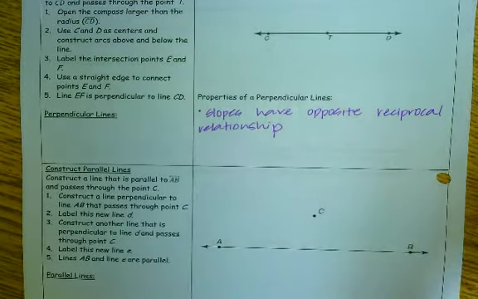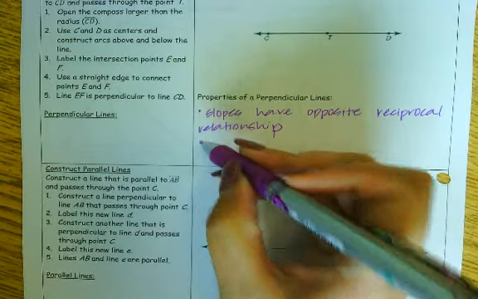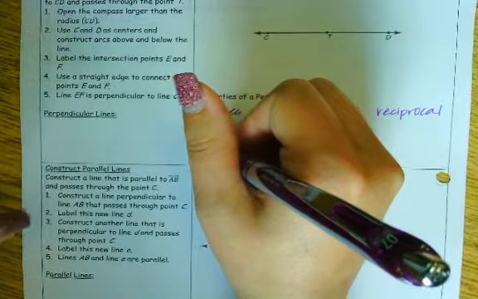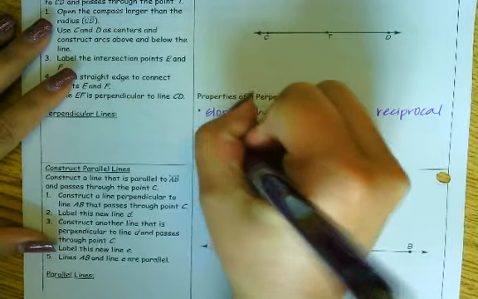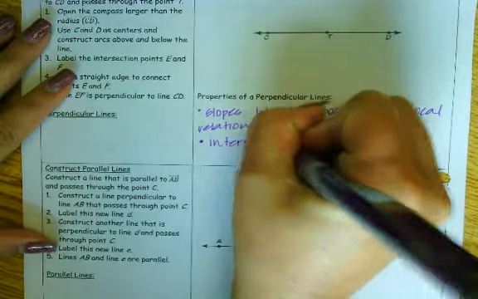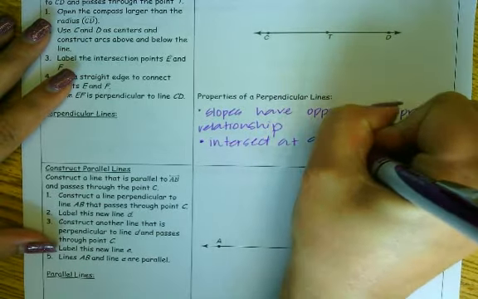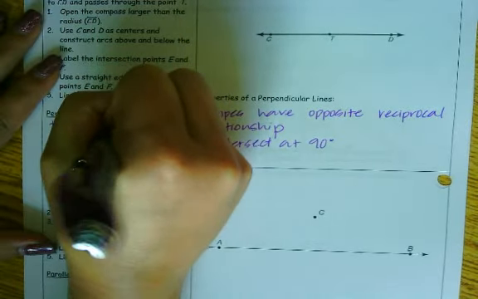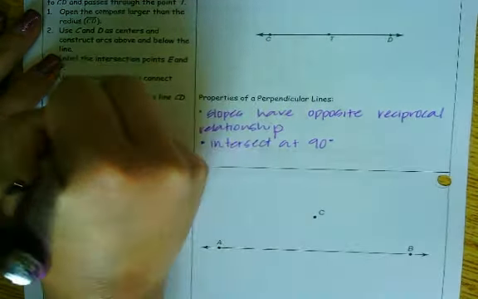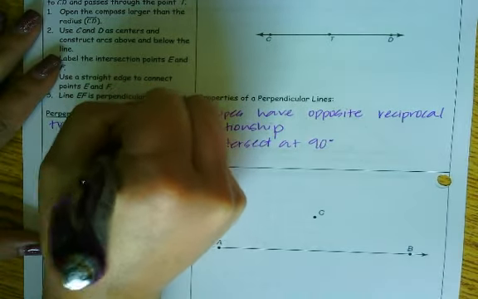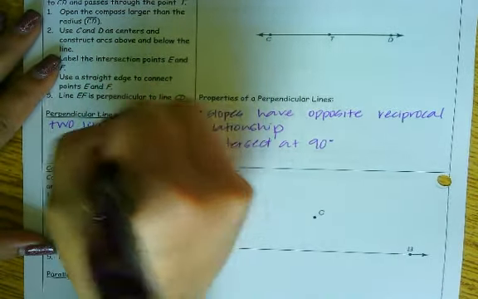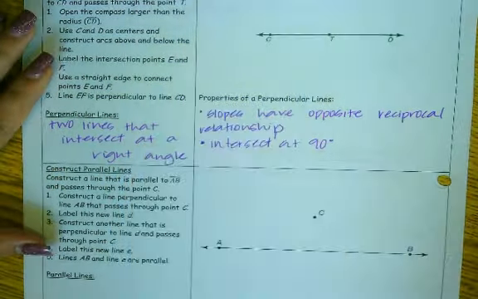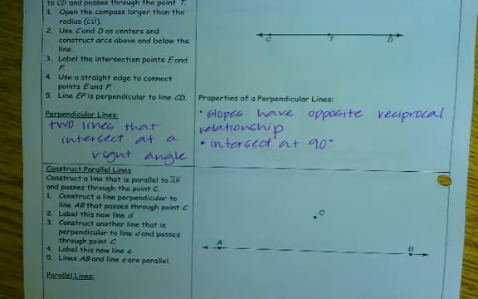What do we know? They will always intersect, but what about their intersection? At 90 degrees. They intersect at 90 degrees. Okay, so we define it as two lines that intersect at a right angle.